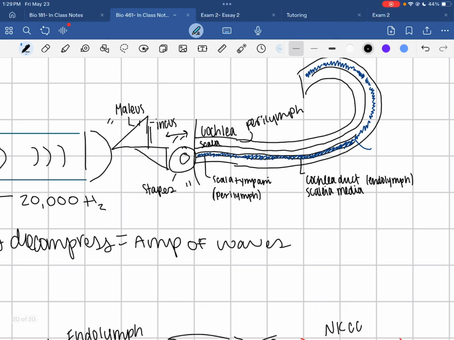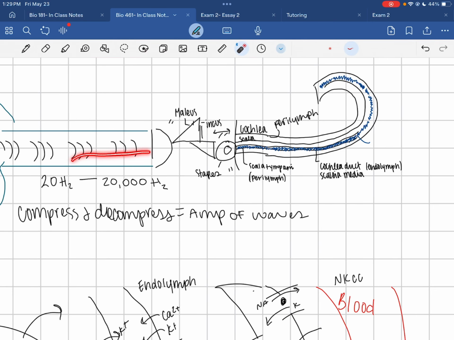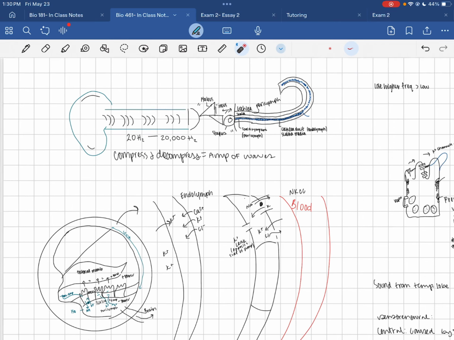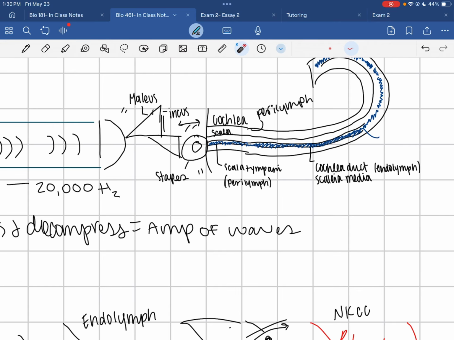Yeah, so it's our scala media, or the cochlear duct. And then sound, what it's going to do is enter and strike the tympanic membrane, which is basically this whole thing right here, or your eardrum, and cause it to vibrate. And then in the middle of the ear, the vibrations are transmitted through the ossicles.